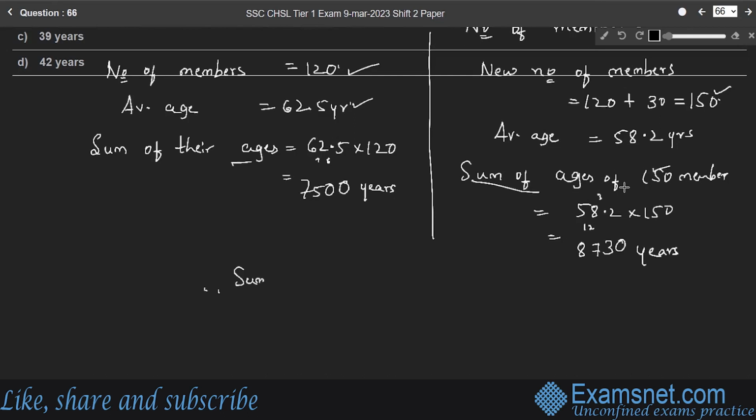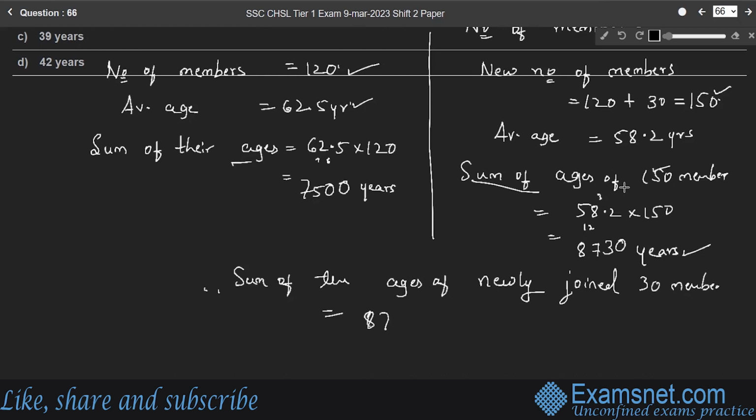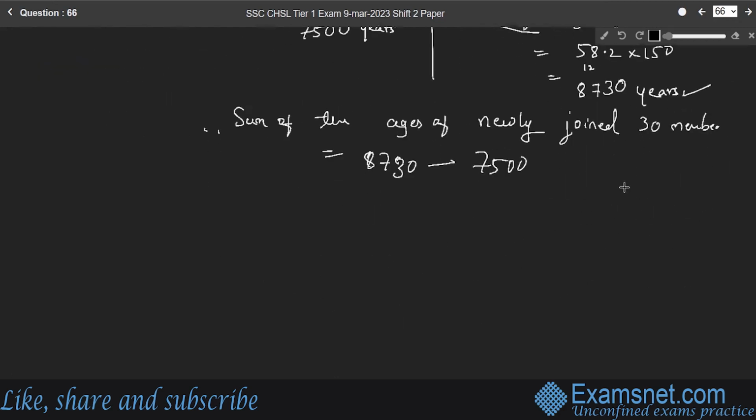Therefore, the sum of the ages of newly joined 30 members is equal to the sum of the ages of 150 members, which is 8,730 years, minus the sum of the ages of 120 members, which is 7,500. Therefore, 1,230 years is the sum of the ages of newly joined 30 members.